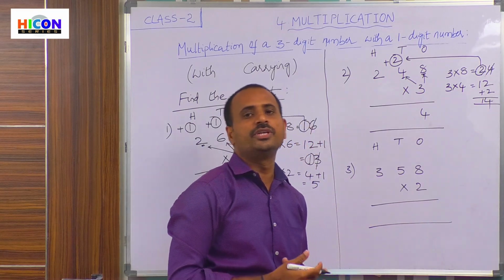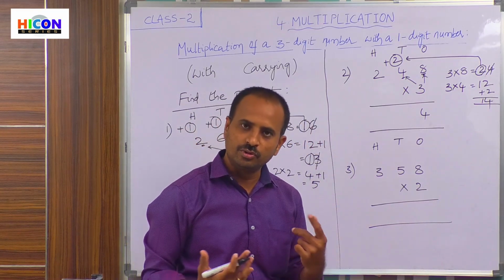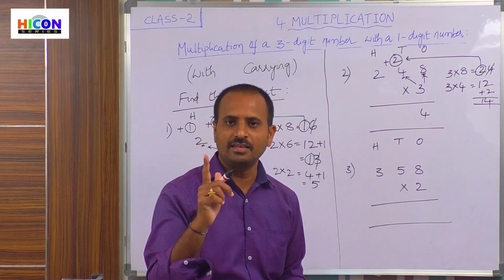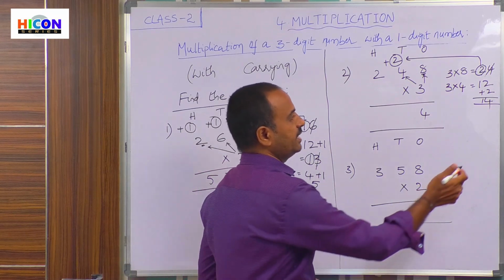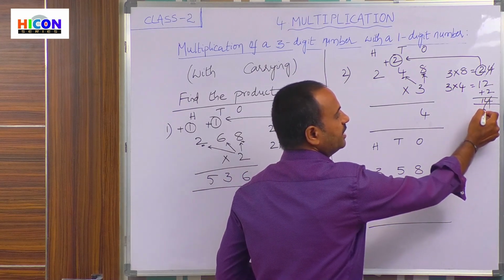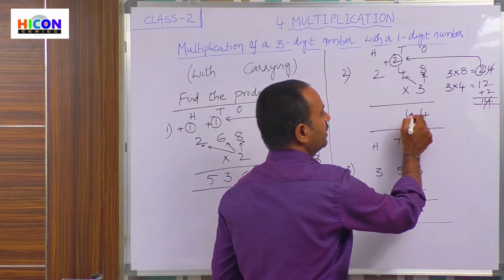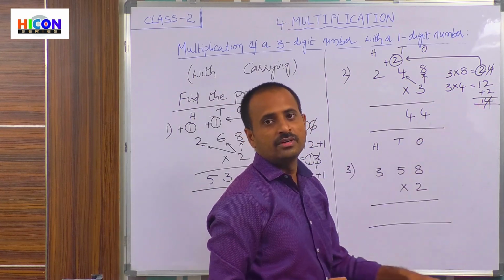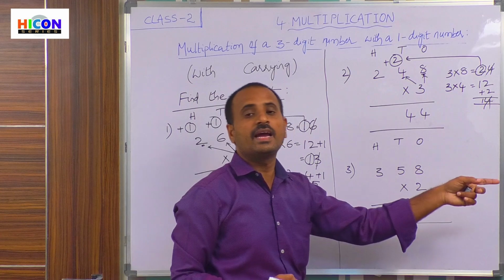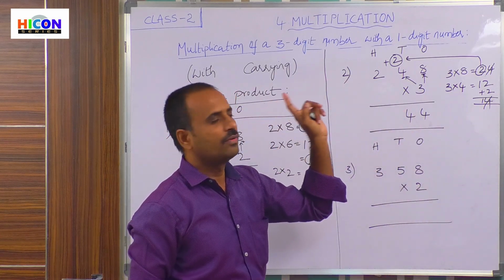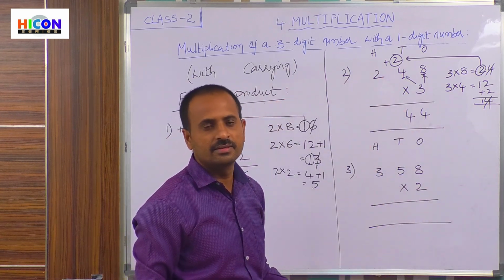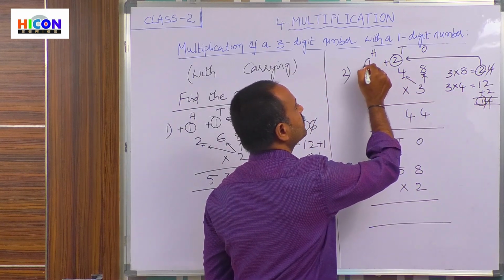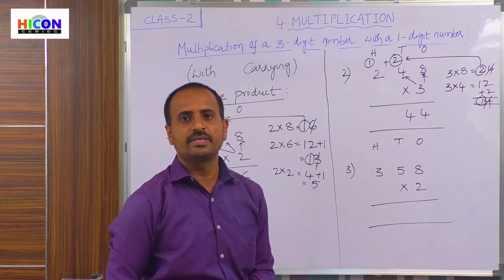Again 14 is a 2-digit number. So if the product is a 2-digit number, again we have to take carry. That is, write the second digit only. So what is the second digit here? 4 is the second digit. So write 4 under tens place. And there is a first digit 1. So the first digit should be carried to the next place. What is the next place here? Hundreds place. So carry this first digit 1 to the hundreds place. Write 1 under hundreds place.